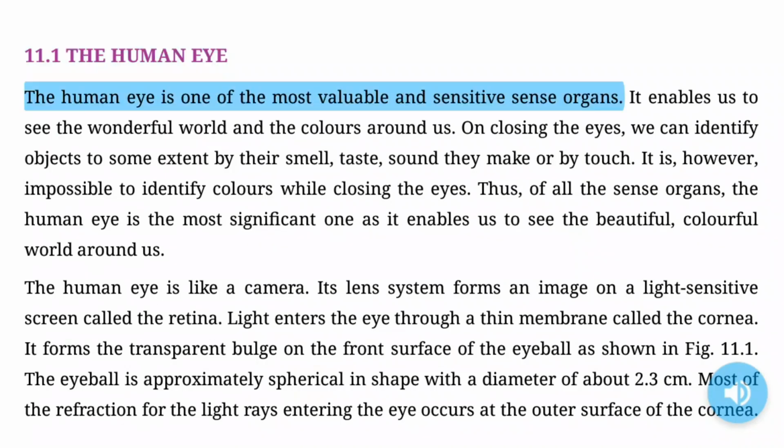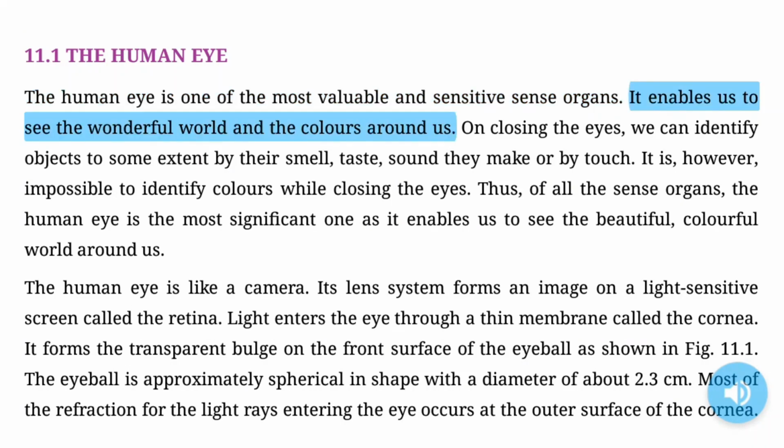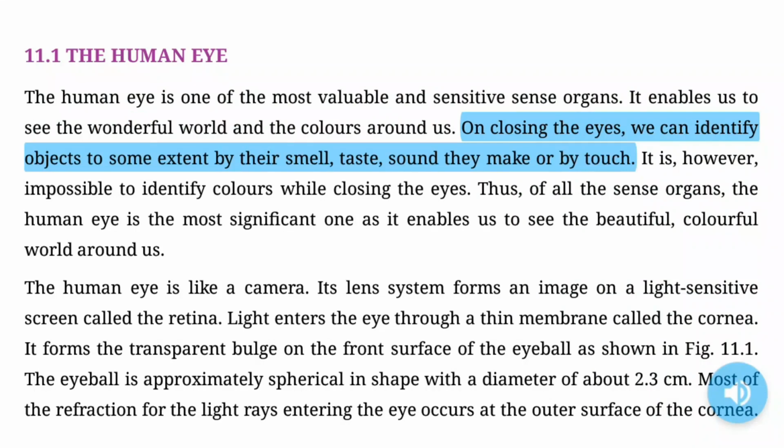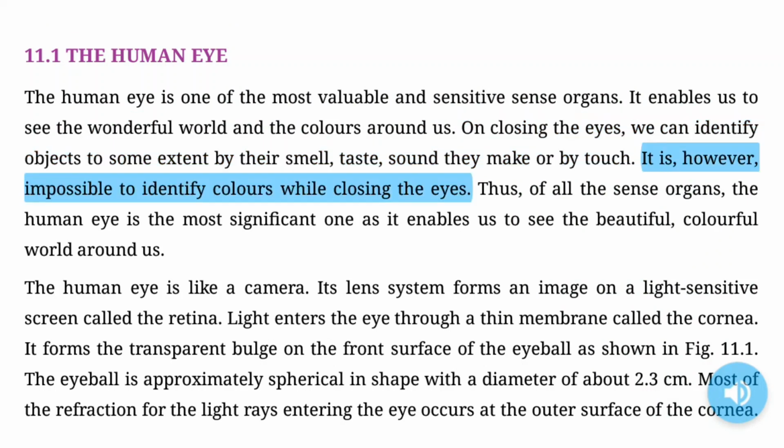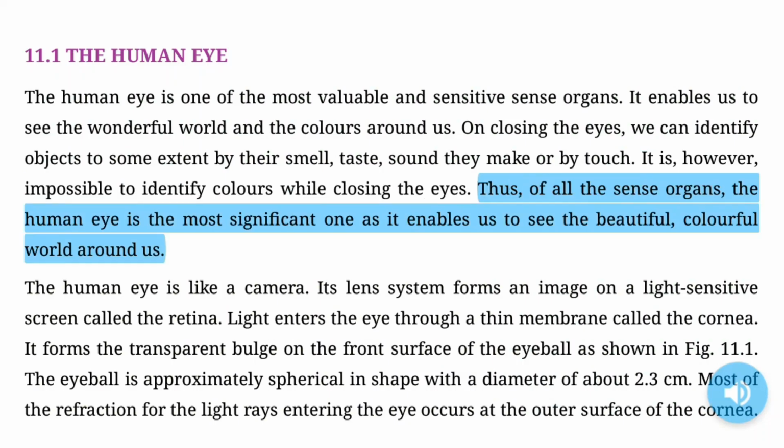11.1 The human eye. The human eye is one of the most valuable and sensitive sense organs. It enables us to see the wonderful world and the colors around us. On closing the eyes, we can identify objects to some extent by their smell, taste, sound they make or by touch. It is, however, impossible to identify colors while closing the eyes. Thus, of all the sense organs, the human eye is the most significant one as it enables us to see the beautiful, colorful world around us.